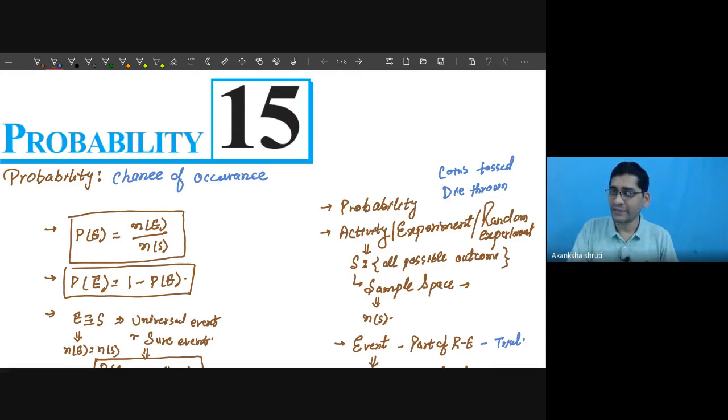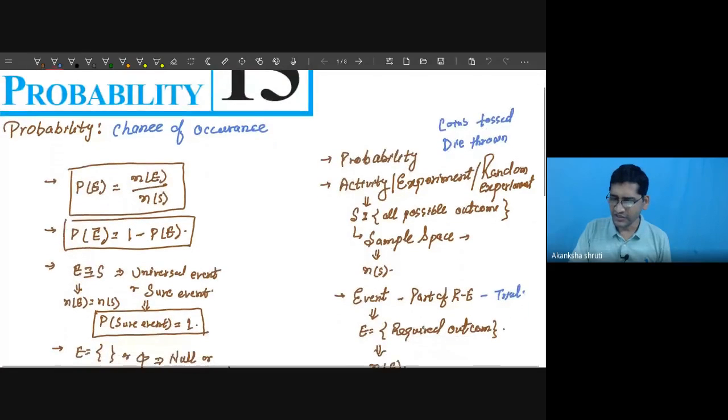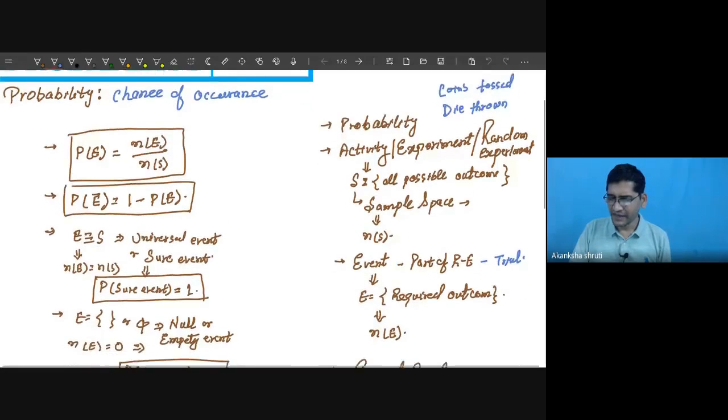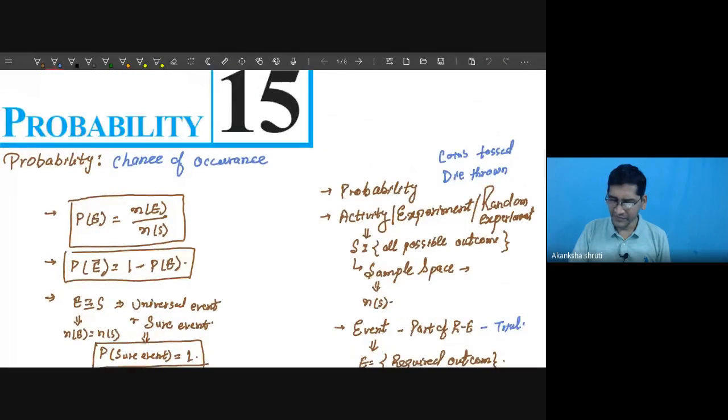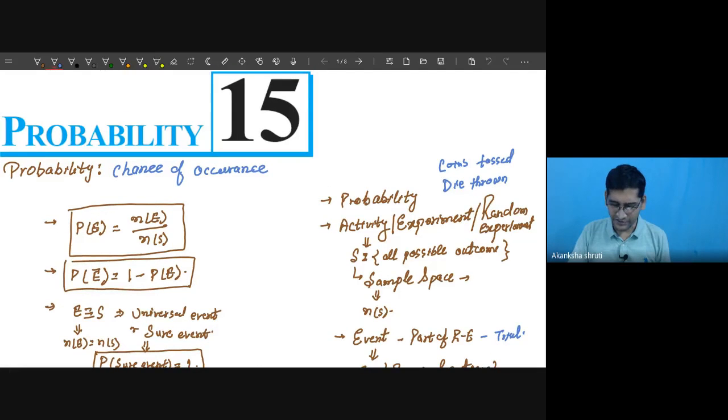Whatever concepts we have learned in class 9th, in addition to that, we have to learn a few more concepts. We'll start with what probability is, how it is related to a random experiment or any activity, then how to write the number of elements in this random experiment, called the sample space, then how to write the elements of an event, then the ratio of the number of elements in the event to the number of elements in the sample space is called the probability of that particular event.